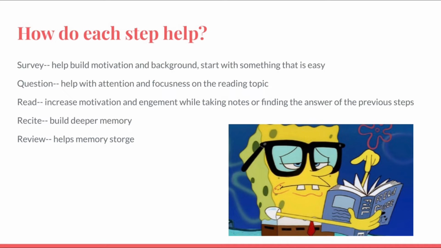How do those steps help us with better performance on reading? So the first one, survey. It could help build motivation and background. Start with something that is easy so it's not that boring. And question. It could help with attention and focusing on the reading topics. And read could increase motivation and engagement while taking notes or finding the answer to the previous question. And recite and review could help build deeper memory storage so we can use it for future recall.